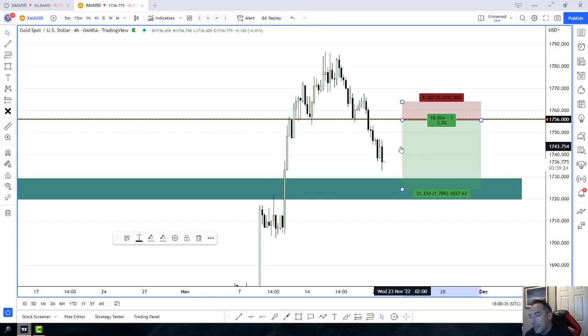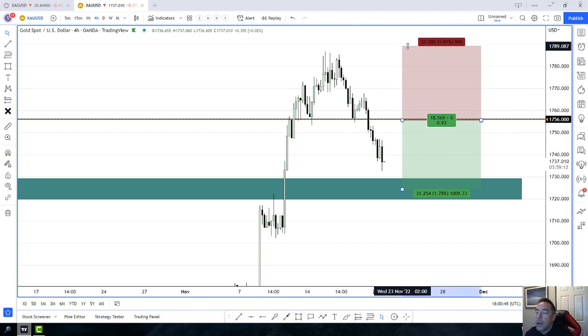But have a little think. Alert at 1756, sell limit at 1756, and if you do that, where are you going to put your stop loss? How conservative are you going to go? If you put it up there, then potentially you've got an inverse reward to risk as well. So have a little think about that.